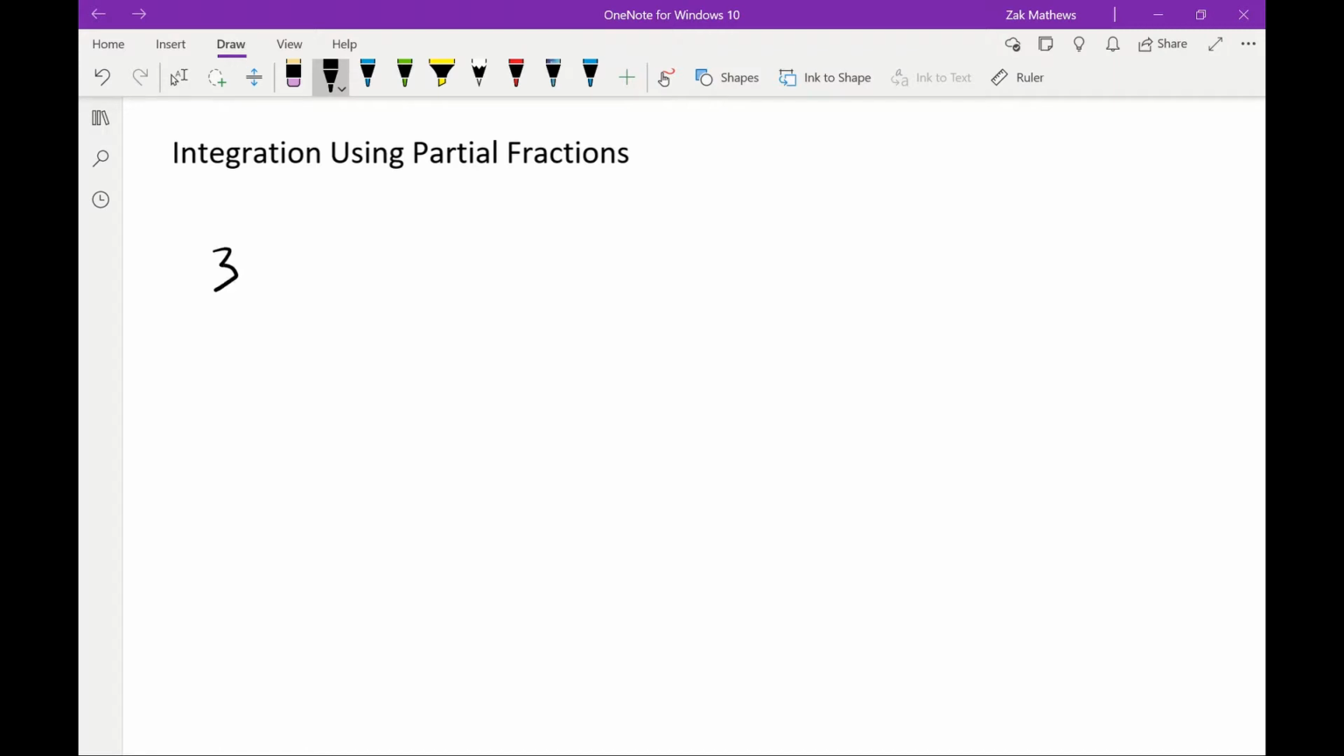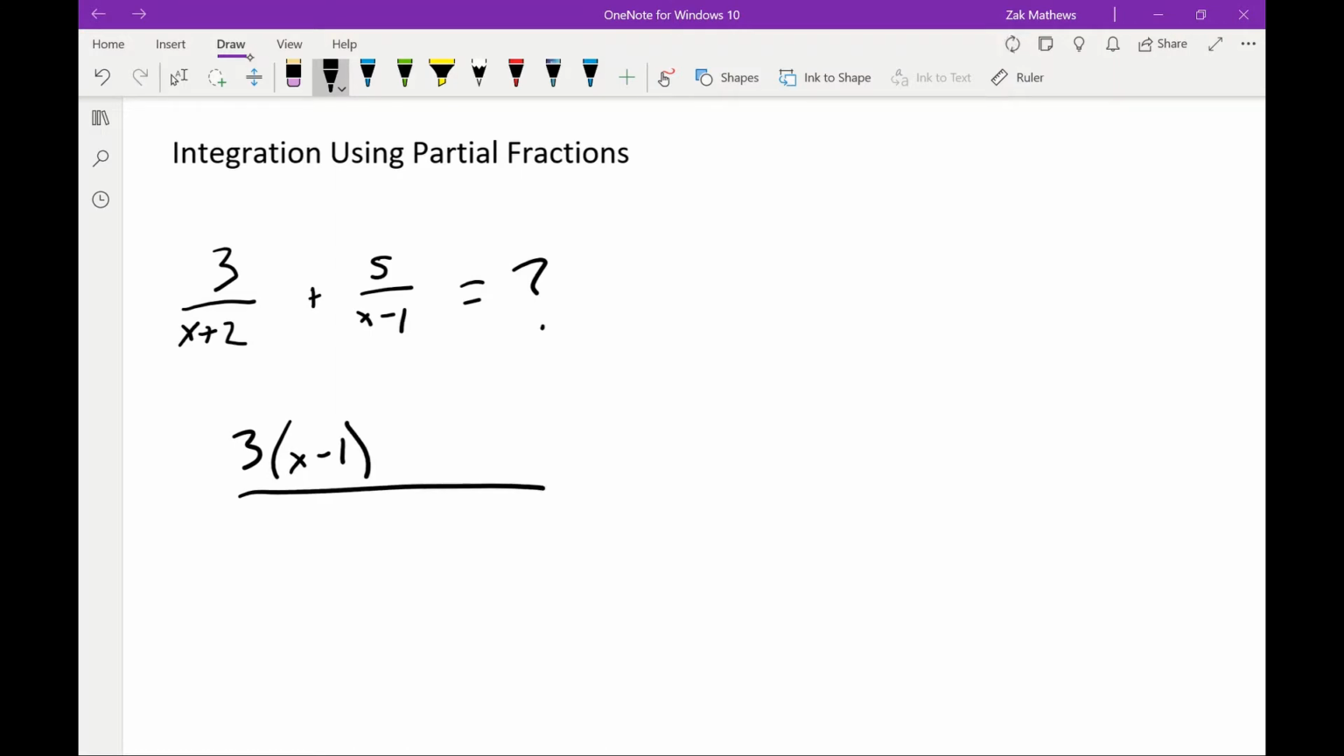And let's say we had 3 over x plus 2 plus 5 over x minus 1. And let's say we wanted to add these, right? What is this? Well, we know how this works, right? We've known this since probably 3rd grade or something. We have to get a common denominator. And so we'd say, well, 3 is missing the x minus 1. The 5 is missing the x plus 2. And the new denominator would be x plus 2, x minus 1, the common denominator.